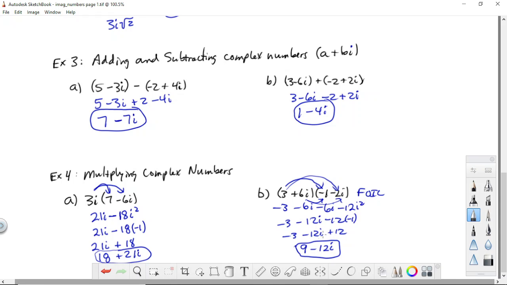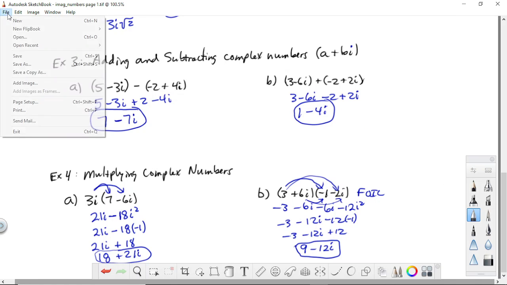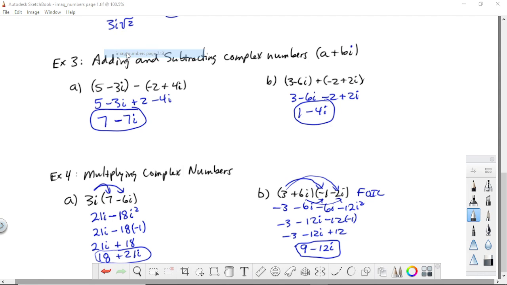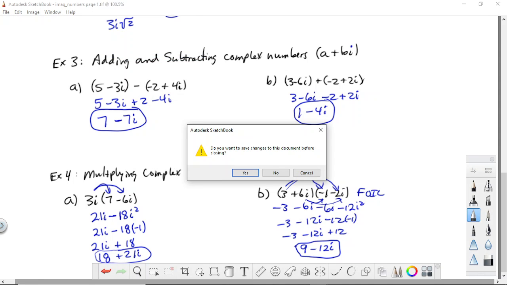Okay, so we have one more thing we need to look at, and I have to bring up another page. Let's see, page 2, and this is dividing complex numbers. And this looks really big and involved. It's not as bad as it looks.